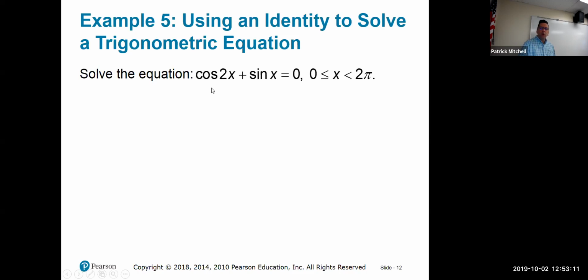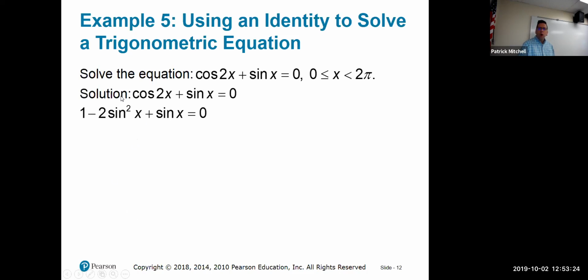I am going to use the one that makes this whole equation be in terms of only sines. That identity was cosine 2x equals 1 minus 2 sine squared x. That was one version of the double angle formula. So now what we have is an equation that is quadratic in form.